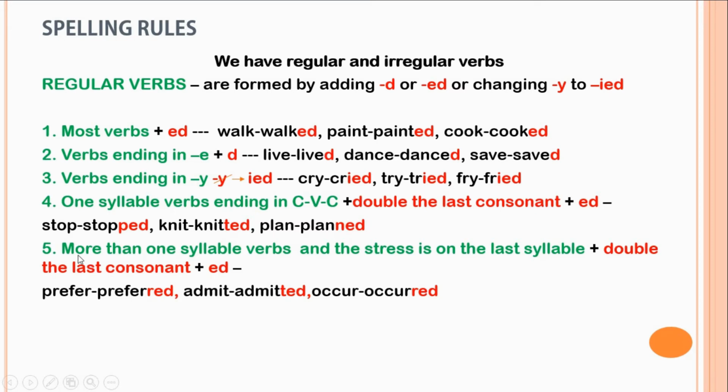For rule number 5, if the verb has more than one syllable and the stress is on the last syllable, we double the last consonant and we add ed. For example, we have this verb prefer. Prefer is a two-syllable verb, but the stress is on the last syllable, which is fer. Then the rule says we need to double the last consonant, which is R, and then we add ed. So that becomes prefer, preferred, admit, admitted, occur, occurred.